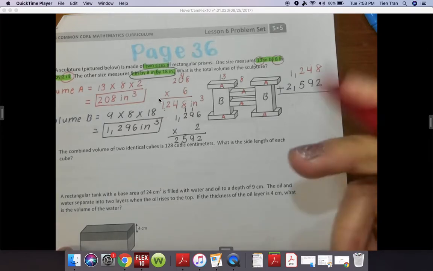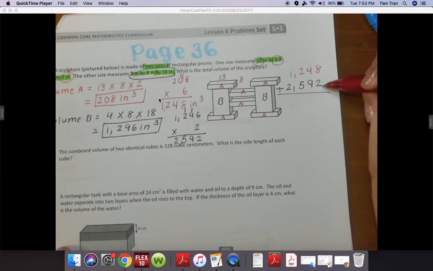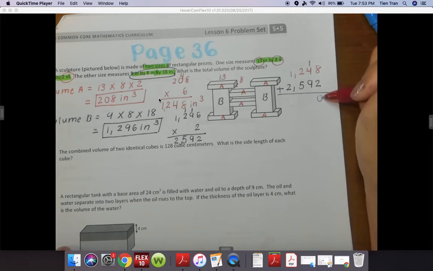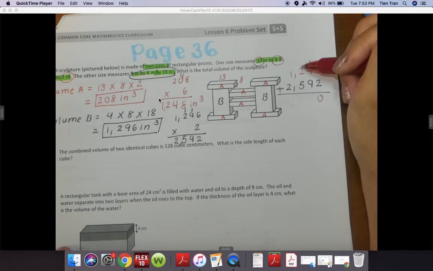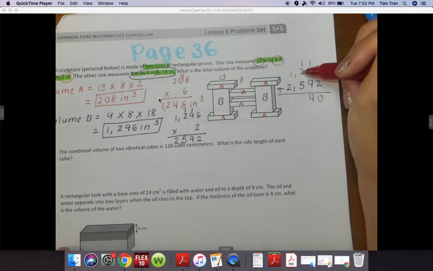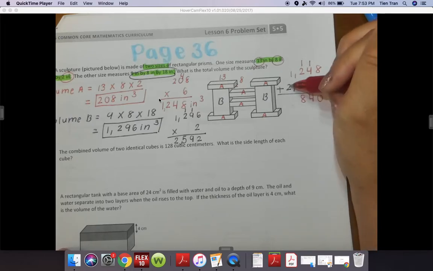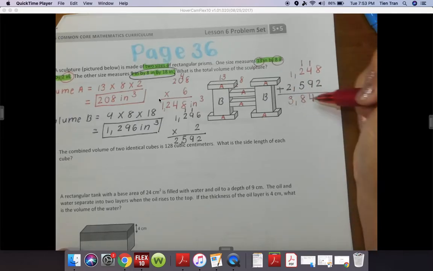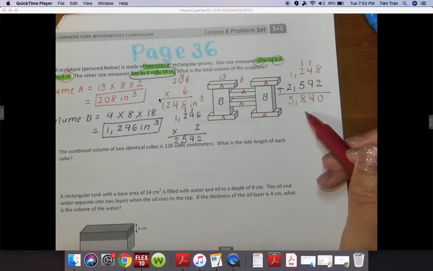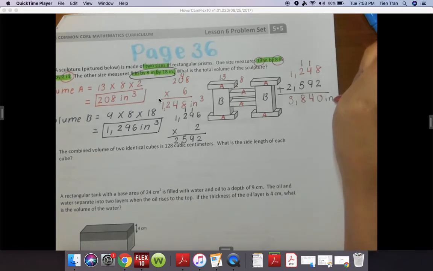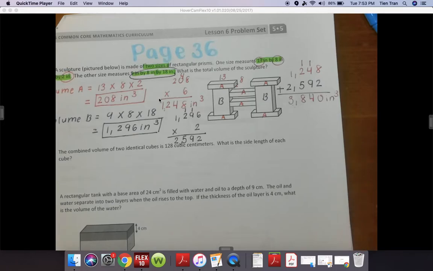Now I'm going to add my two volumes together. 8 plus 2 is equal to 10. 9 plus 4 is 13, plus 1 is 14. 5 plus 2 is 7, plus 1 is 8, and 2 plus 1 is equal to 3. So I get 3,840 inches cubed as my final answer.